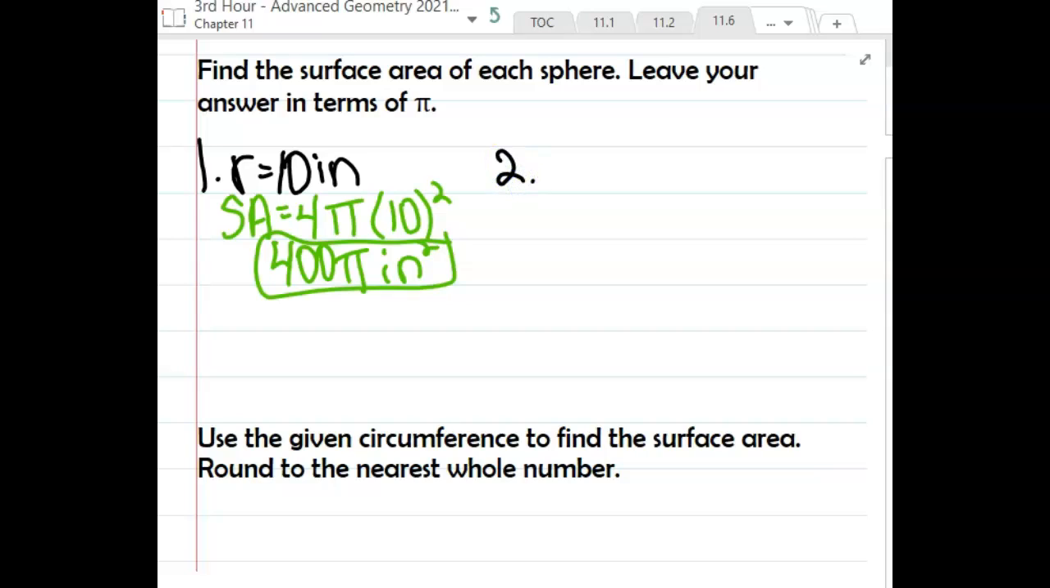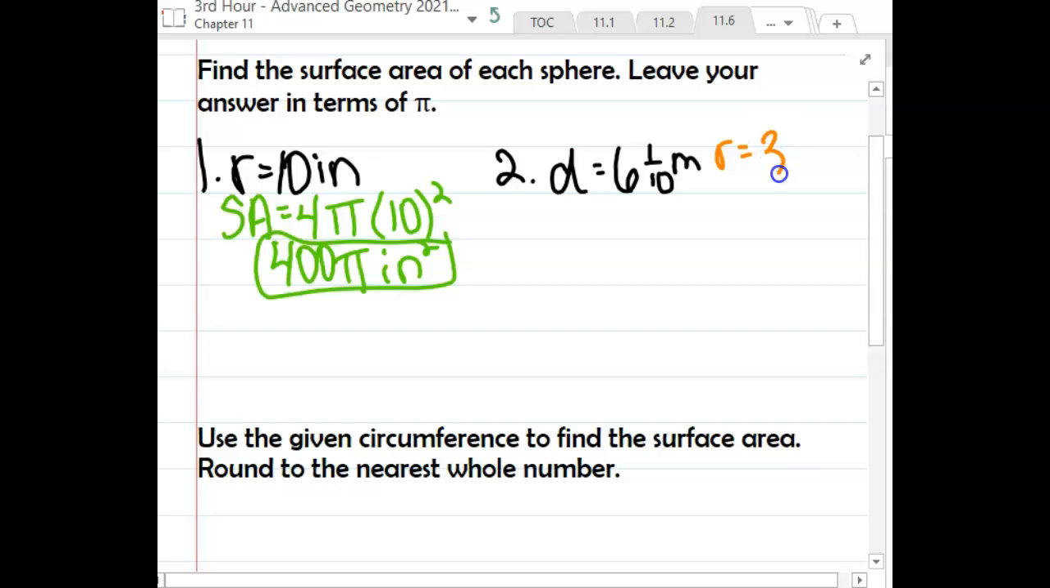Now, number 2. What if I have a diameter of 6 1/10 meters? To find the surface area, we need 4 pi r squared, so I need the radius. A couple of options here. To find the radius, I need to divide that by 2. 6 divided by 2 is 3. But then I also have to take that 1/10 and find half of that. You have 6 wholes and then 1/10, so I found half of the 6.